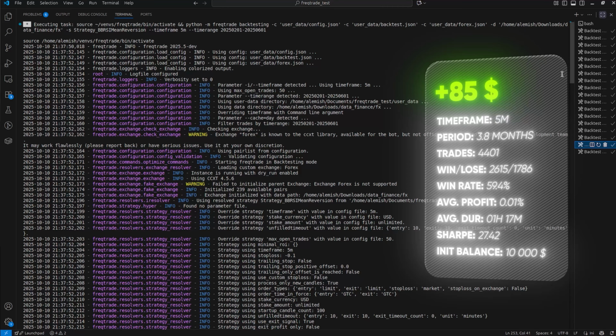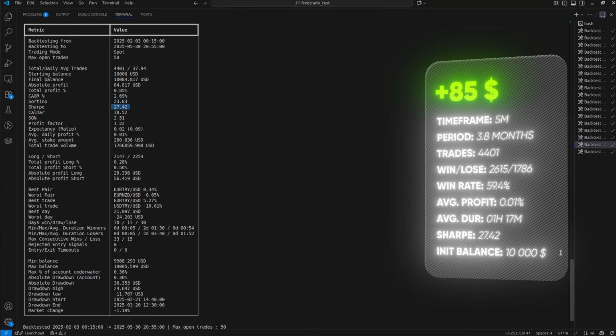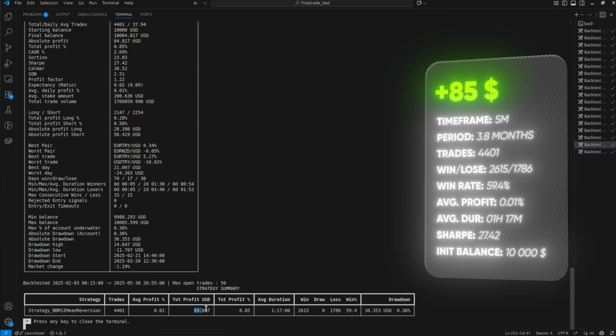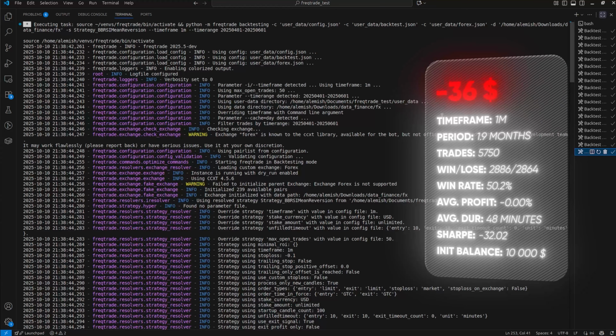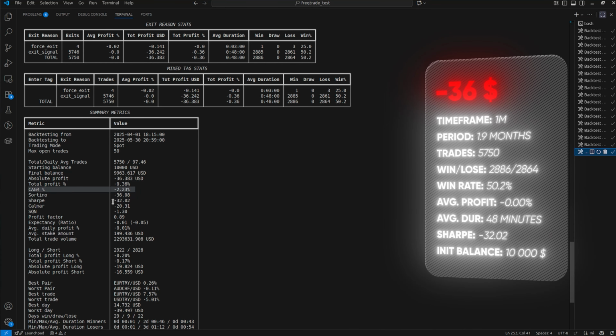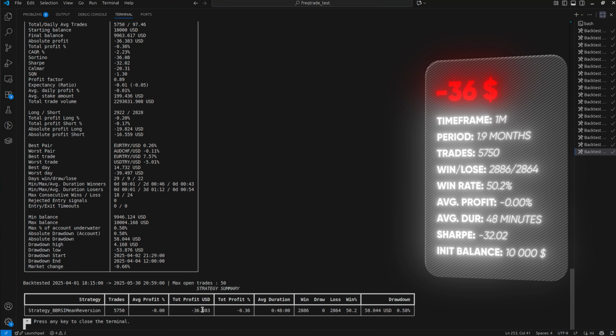5 minutes time frame, our Sharpe is 27, quite a lot, and we've made $84. And finally, just 1 minute time frame, Sharpe ratio is minus 32, and we've lost $36. That's it for the results.